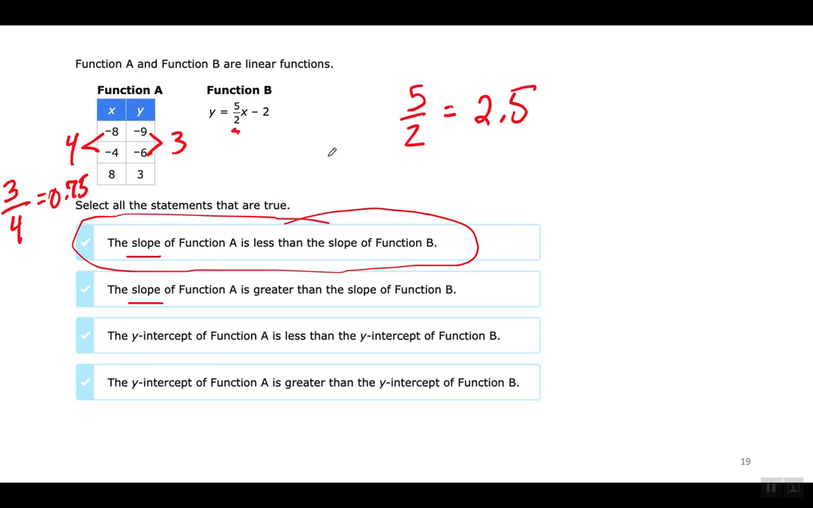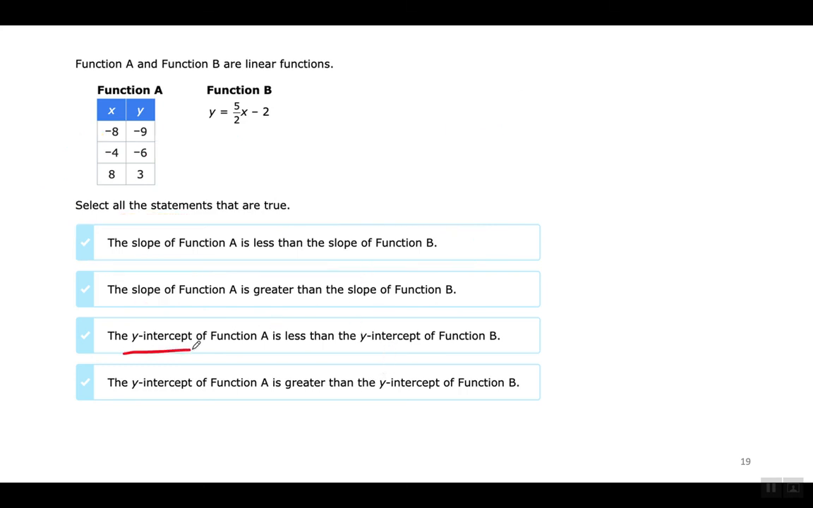Okay, and then the next part is asking about the y-intercept. Okay, así que aquí tenemos que comparar el y-intercept. The y-intercept of function B is -2. And for function A, I got to work it out. El y-intercept de función B es -2. Para función A lo tengo que encontrar.